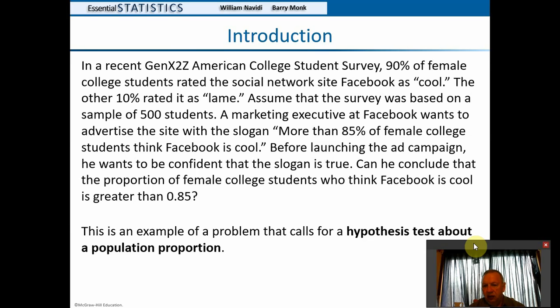So he wants to give it a little leeway, but then he wants to make a statement, and we need to either approve or disapprove. This is an example of a problem that calls for a hypothesis test about a population proportion. So this is categorical data.